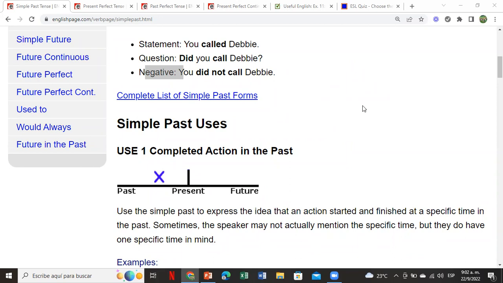Let's check it out. I'm going to check. She made a birthday cake. Did she make a birthday cake? She didn't make a birthday cake. Simple past. Perfect. Thank you, Gerardo.